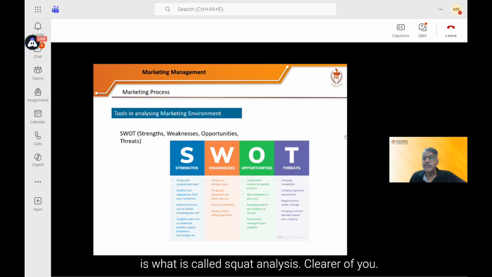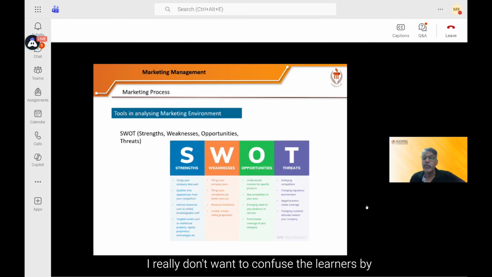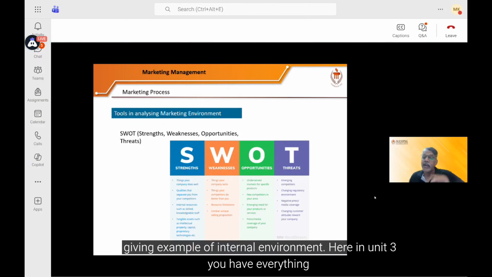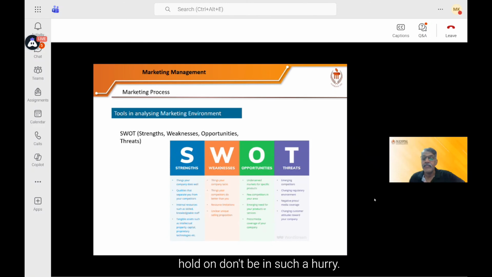Clear, all of you? Okay, let me take down a few questions here. Mayank, please explain internal environment. Please attend unit 3. I really don't want to confuse the learners by giving an example of internal environment here. In unit 3, you have everything. Okay. What is PESTEL? How is it related to external environment? Gautam Rajawat, wait, hold on. Don't be in such a hurry.